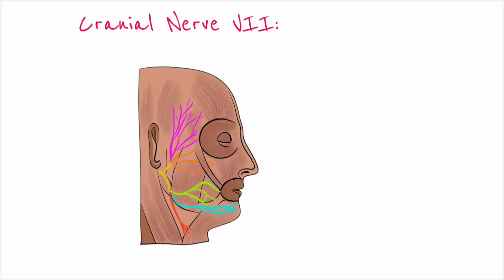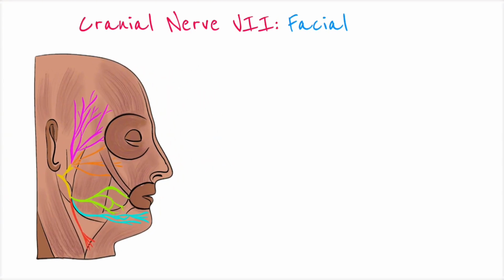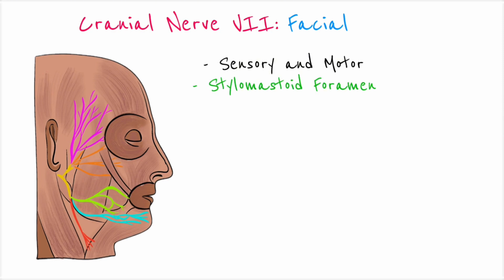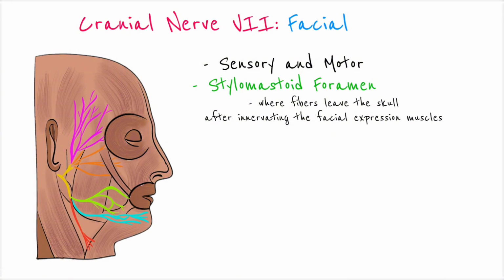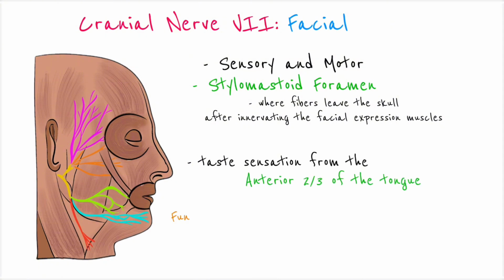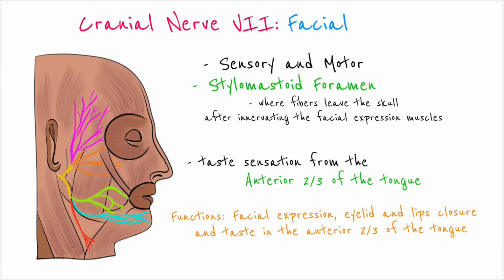Cranial nerve 7, facial nerve. This nerve is both sensory and motor. The stylomastoid foramen is where the fibers leave the skull after innervating the facial expression muscles, allowing actions like smiling, frowning, raising eyebrows, and closing the eyes. It also carries taste sensation from the anterior 2/3 of the tongue. It functions for facial expression, eyelid and lips closure, and taste in the anterior 2/3 of the tongue.